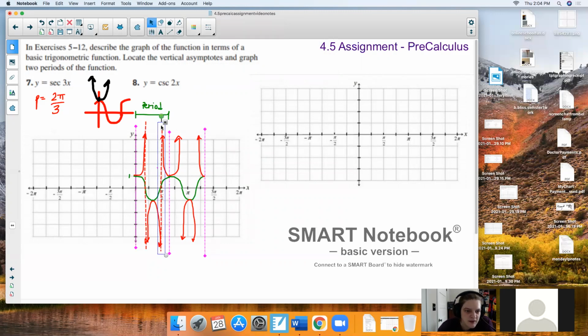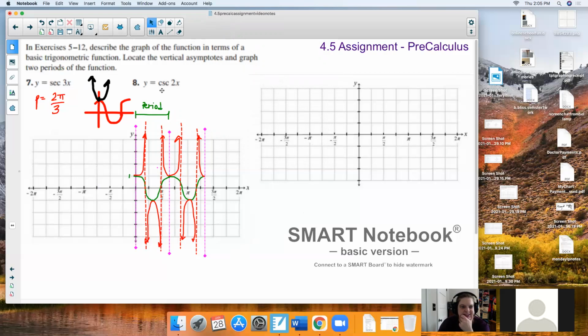All right, and so yeah, I can copy that. So our other asymptote would be there and there. Wow, this is so exciting. Okay, so that's that. And then our next one is going to be cosecant, which comes from sine.